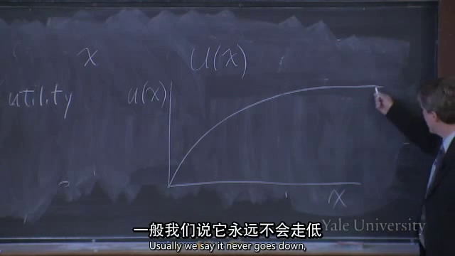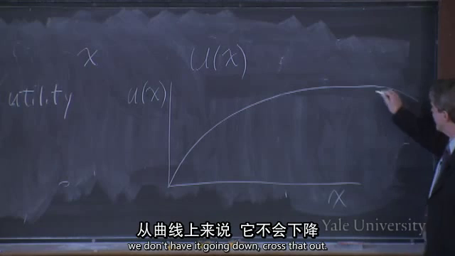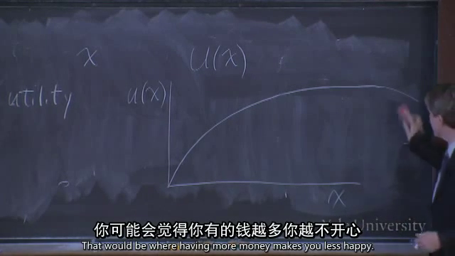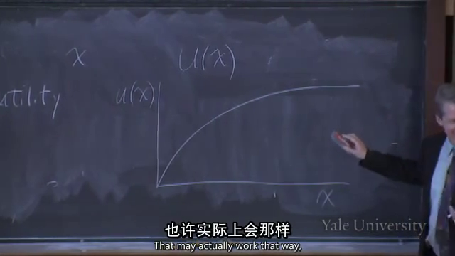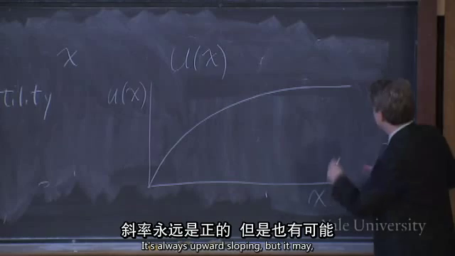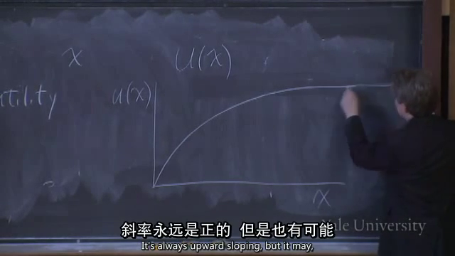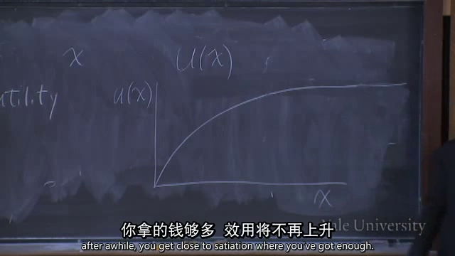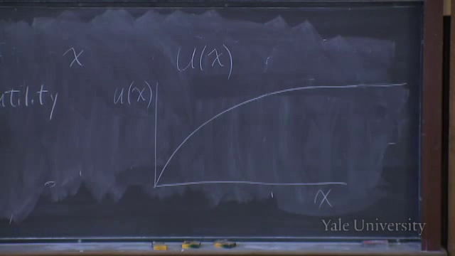Usually we say it never goes down. We don't have it going down. Cross that out. That would be where having more money makes you less happy. That may actually work that way, but our theory says no. You always want more. It's always upward sloping, but after a while you may get close to satiation, where you've got enough.